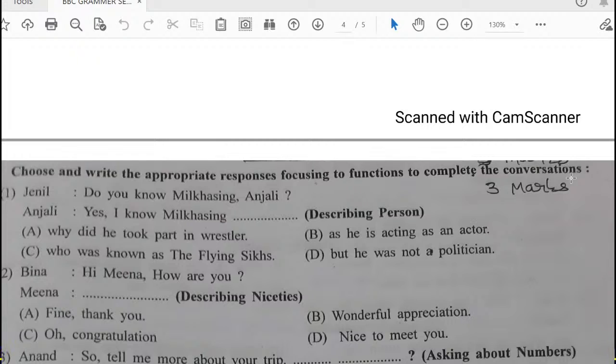Sometimes the suggestion will also be given in such a sentence: exchanging niceties, right? So you can also see the second suggestion, describing niceties, exchanging niceties. So here for the second sentence, our option A, fine, thank you, that is describing niceties.